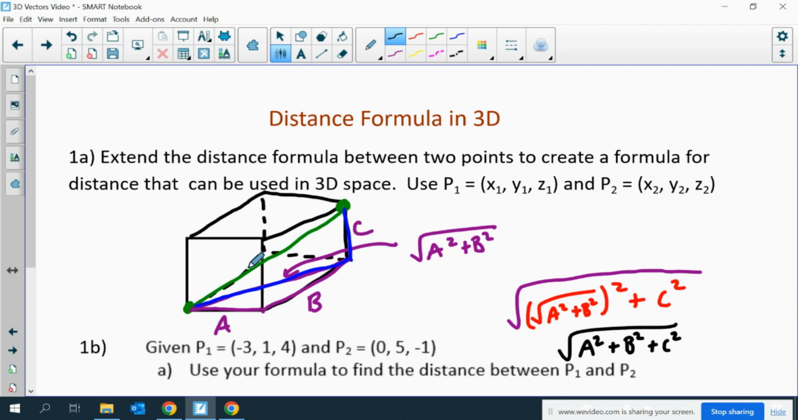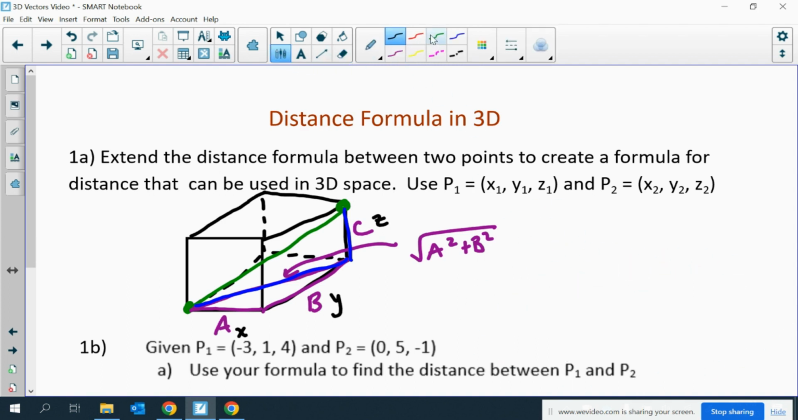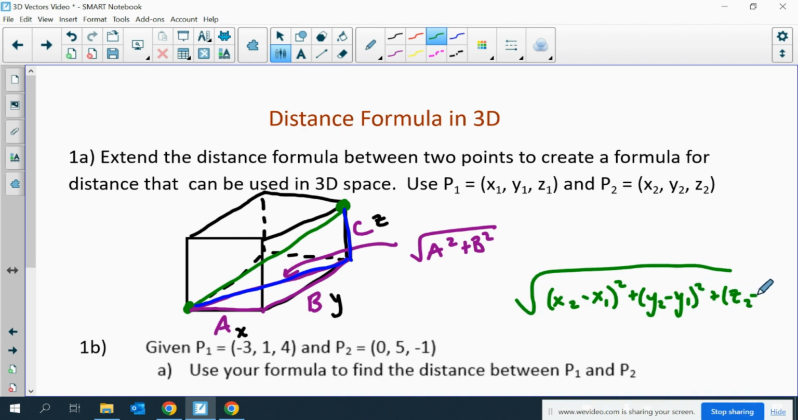So notice that a 3-dimensional distance is just the squares of each of the 3 distances that we're traveling. Let's call these the x's, the y's, and the z's. If I want a 3-dimensional distance formula, I would take the distance that I'm traveling in x and square it, the distance I'm traveling in y and square it, and the distance I'm traveling in z and square it, and put that all under a square root. So notice it's just the distance formula with all 3 letters in it.